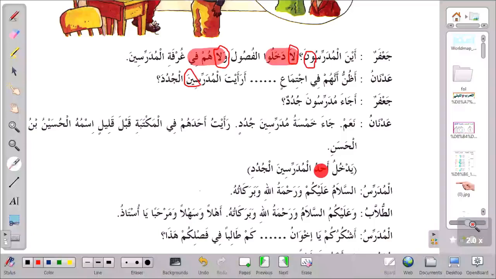Yadkhulu ahadul mudarrisina al-jududi. One of the new teachers is entering. I hope that is clear. One of them is entering. Yadkhulu, is entering.